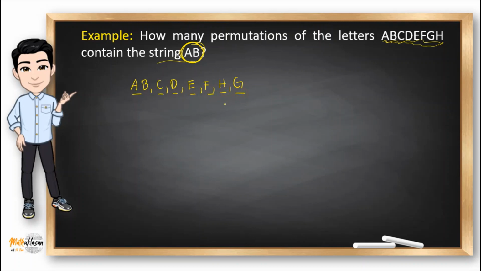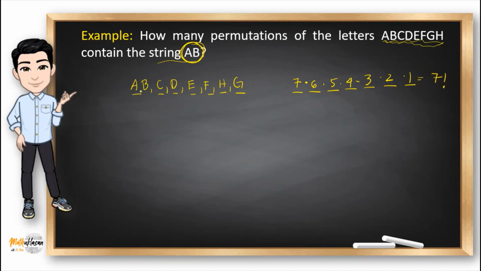6, 7. We just need to arrange 7 instead of 8 letters. So by counting principle, we just need to multiply each of the representations of this letter. So for the first position, we have 7. And if AB was already chosen, of course, we can no longer choose it here. So we have a choice of 6, 5, 4, 3, 2, and 1, which is actually just equal to 7 factorial.